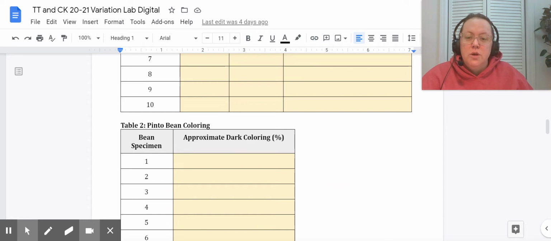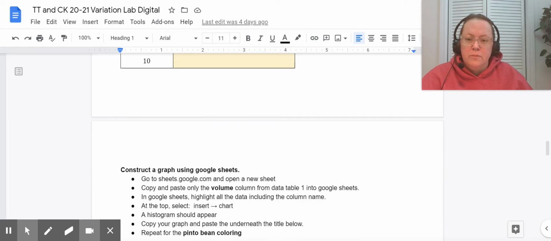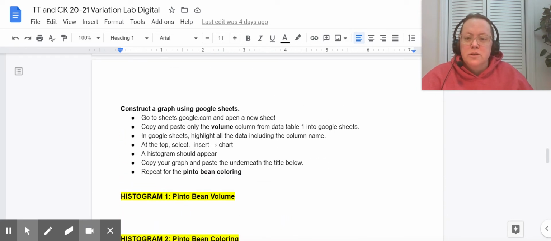In Table 2, you will be doing your estimate of the percentage of dark coloring on the bean. And remember, you want to round to the nearest 10%, so 0%, 10%, 20%, 30%, all the way up to 100%, depending on your bean. The next step, you will construct a graph using Google Sheets. Go to sheets.google.com and open a new sheet. Copy and paste only the volume column from Table 1 into Google Sheets. In Google Sheets, highlight all the data, including the column name. At the top, select Insert Chart. A histogram should appear. Copy your graph and paste underneath the title below. Repeat to make another histogram for the bean coloring.